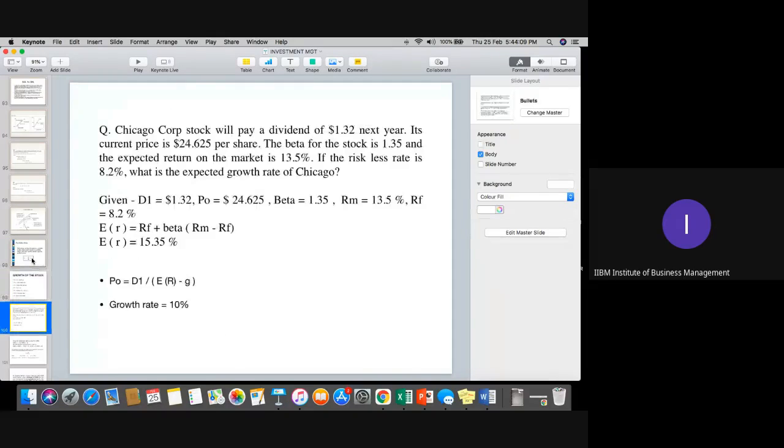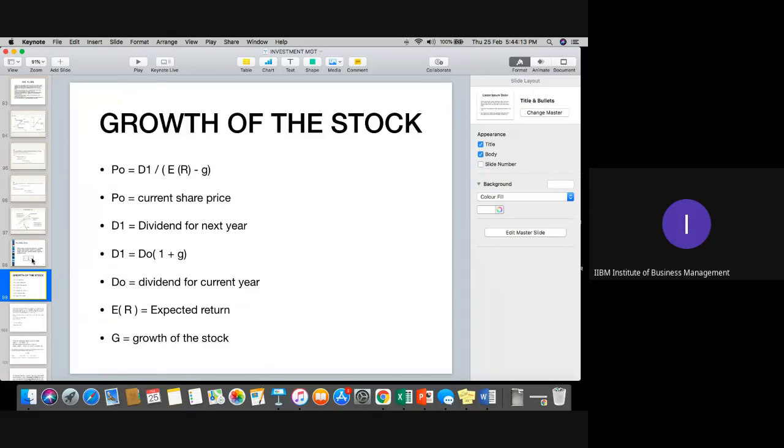Now we need to discuss this growth of the stock. First of all, if you remember the calculation of cost of capital, we discussed all those formulas. But still, whenever the growth of the stock is given to you, how will the CAPM model work? Please note this formula first, and then we'll discuss.